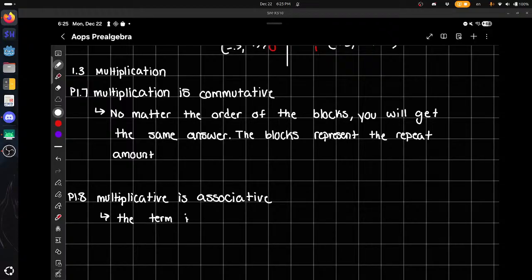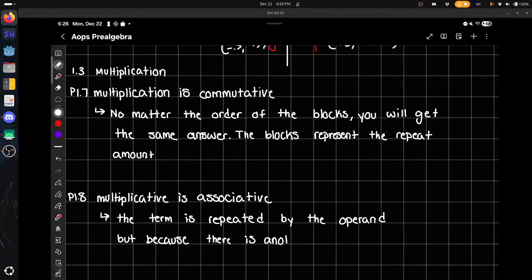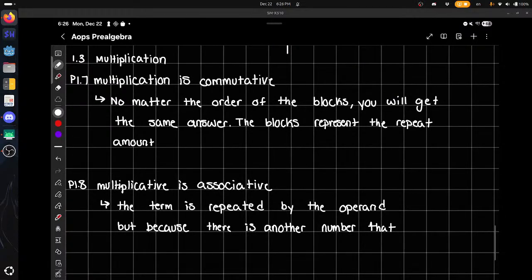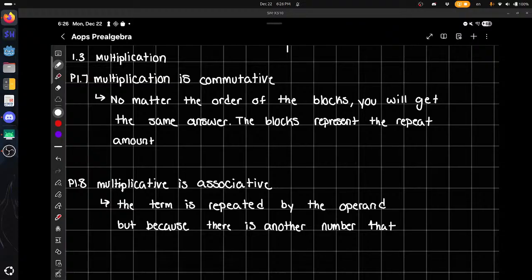the term is repeated by the operand, but because there is a number... I don't really like that explanation. Let's try to think of another.